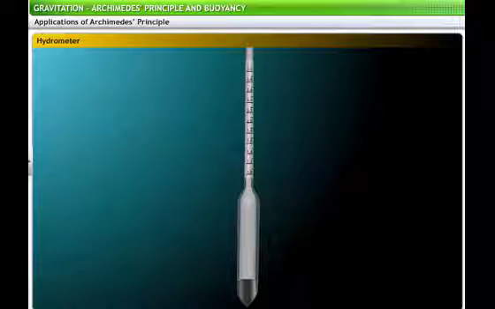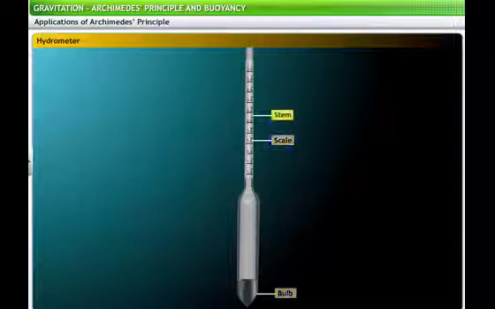The Archimedes Principle finds many applications in our lives. One of these applications is determining the density of a given liquid using an instrument called a hydrometer. A hydrometer is generally made of glass. It consists of a cylindrical stem and a bulb. The bulb contains a mercury or lead shot to make it heavy. This ensures that the hydrometer floats upright in a liquid.